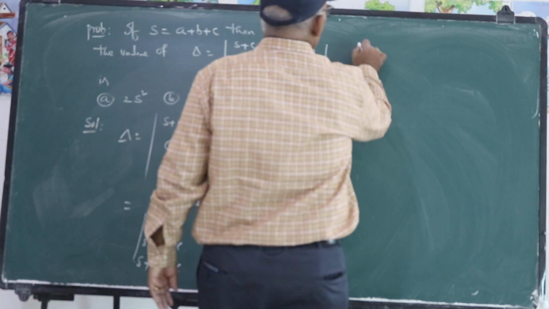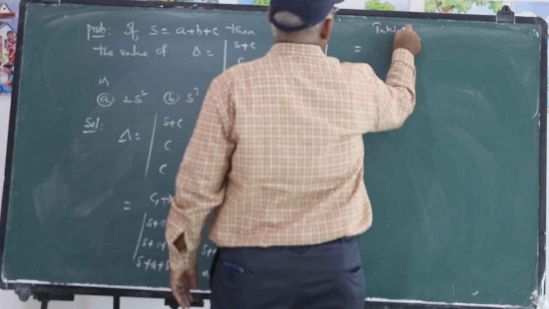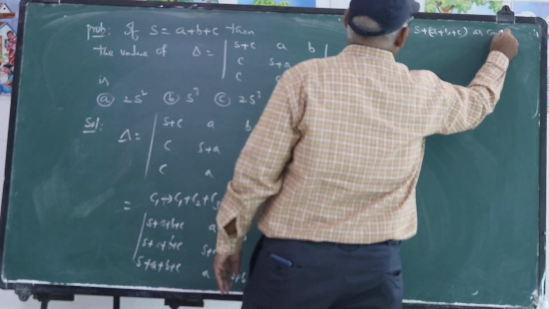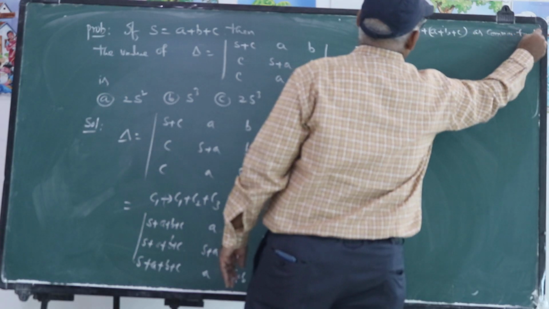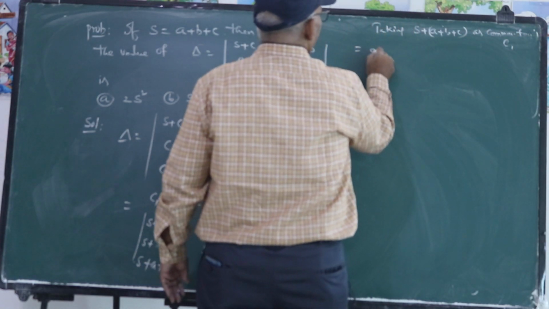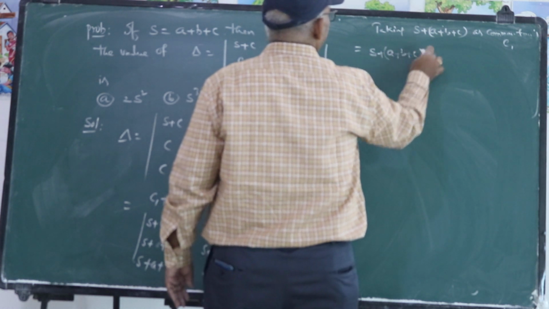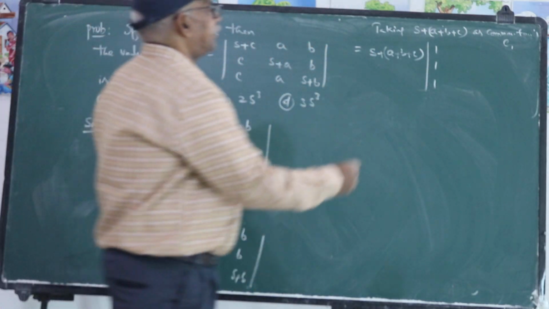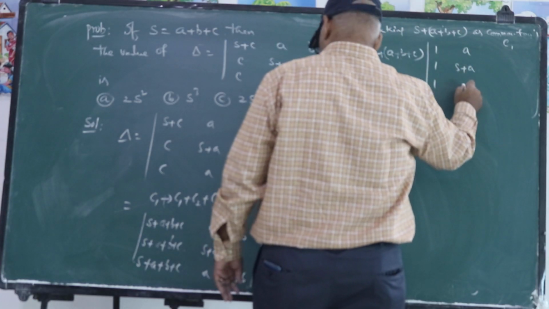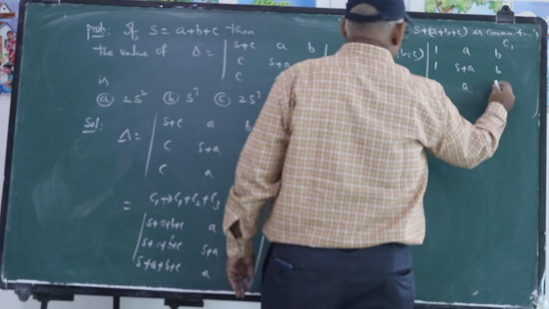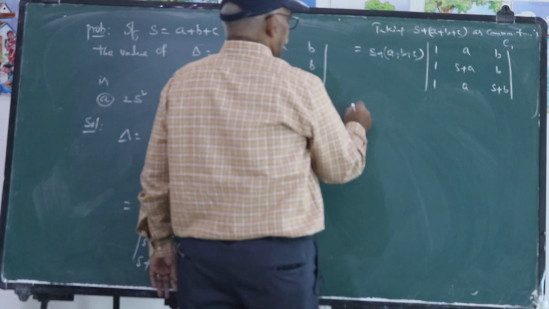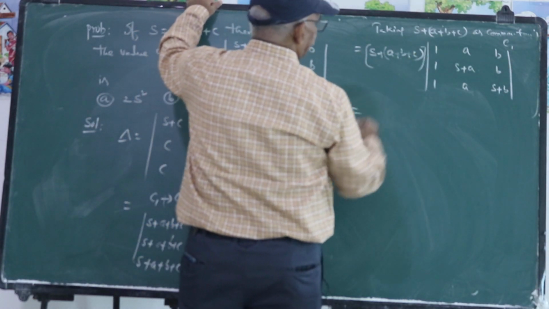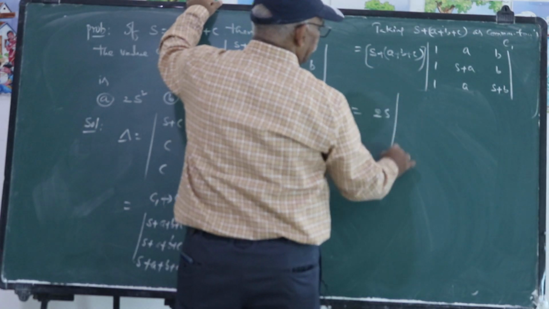Now, taking S plus A plus B plus C as common from column 1, we get S plus A plus B plus C into the determinant 1, A, B; 1, S plus A, B; 1, A, S plus B. But S plus A plus B plus C is S. So S plus S gives us 2S into the determinant.